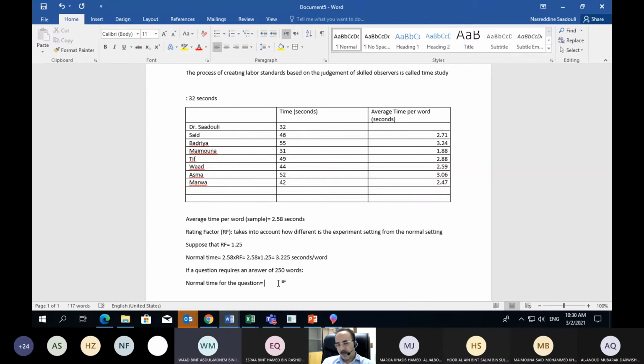806.25. Very good. How did we get that? Multiply. Correct. 3.225 multiplied by 250. So we get, you said, 806.25. Which is how many seconds? Divide by 60 so that we get minutes. How many minutes? 13, about 13 and a half minutes, almost. Okay.